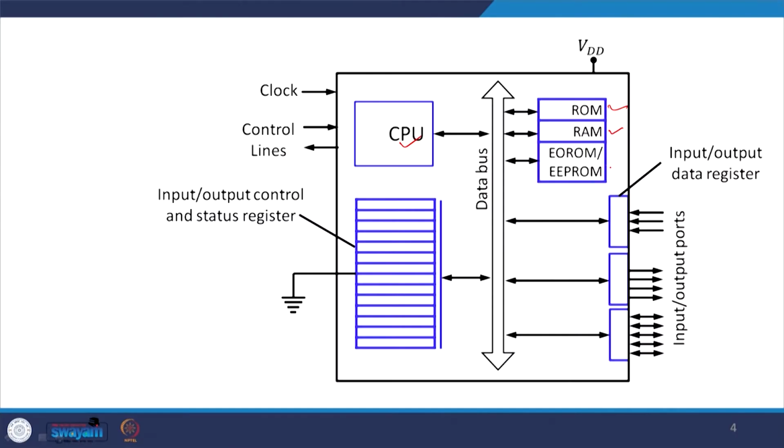So, here you can see how this looks like. Actually, we have the CPU, we have the ROM, we have the RAM, we have EPROM and EEPROM. You have input and output data register here. So, input output ports are there, and input output control and status registers are here, and you have the data bus over here.